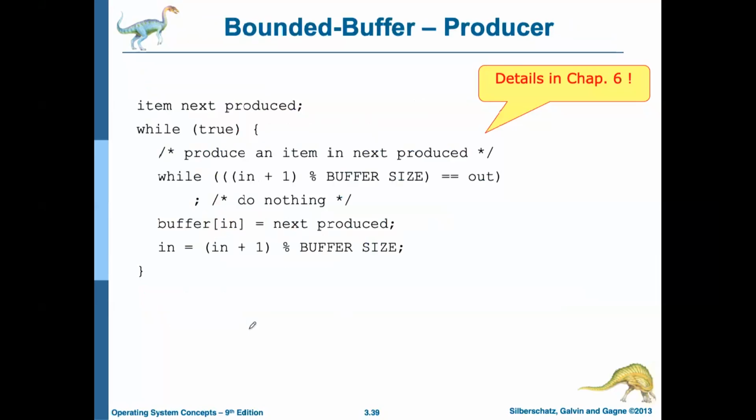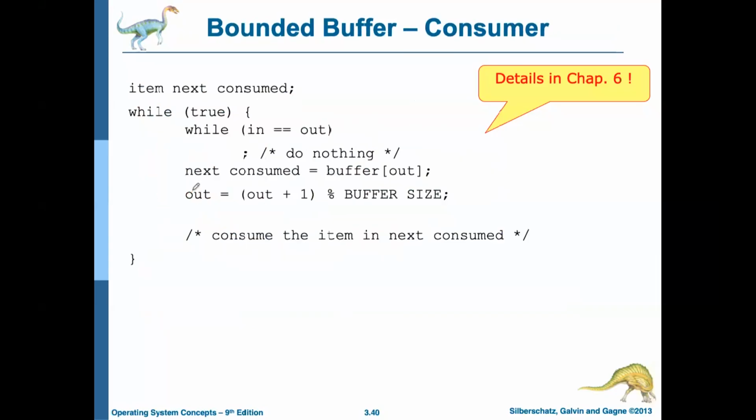Later we'll explain this. For the producer: while true, produce an item in nextProduced. While ((in + 1) % BUFFER_SIZE == out), do nothing. Then buffer[in] = nextProduced, and in = (in + 1) % BUFFER_SIZE. Okay, bounded buffer, this one is for the producer.